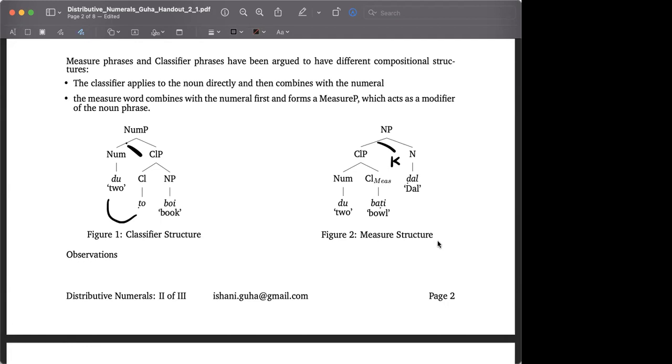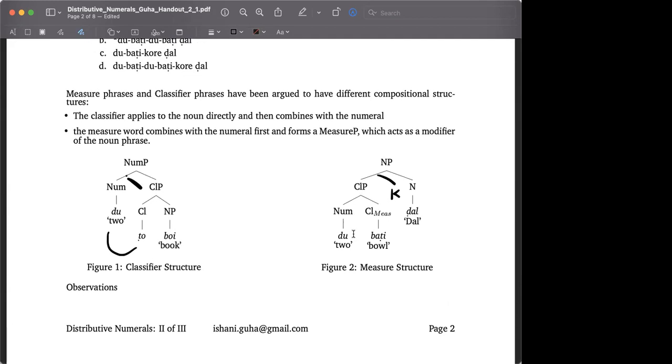Ishani, I just wanted to ask about a different structure, which is something that we use a lot, which is do duto hoi, do duto tinte. Yeah. So in that case, you posited two structures, right? One with the NumP projecting and one with the classifier. So then in that case, would the classifier projecting be more favorable? If it's do duto.